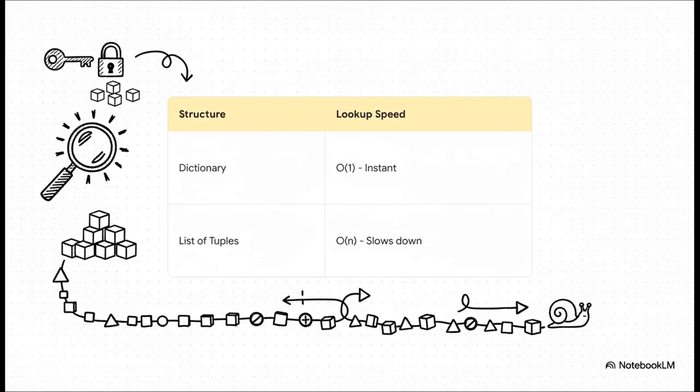And this table, right here, honestly, this is the whole ballgame. When you look up a key in a dictionary, the time it takes is what we call constant time, or O(1). It doesn't matter if you have 10 items or 10 million items, the lookup is pretty much instant. But with a list, the computer has to scan through it, one item at a time. So the bigger that list gets, the slower your search becomes.